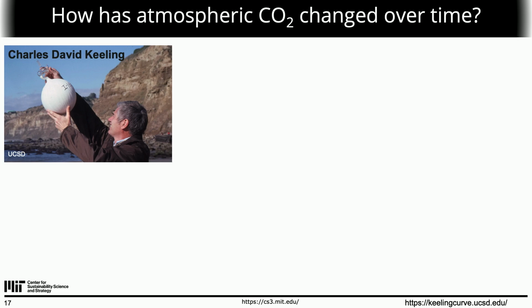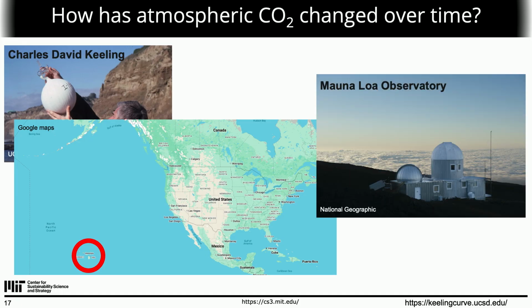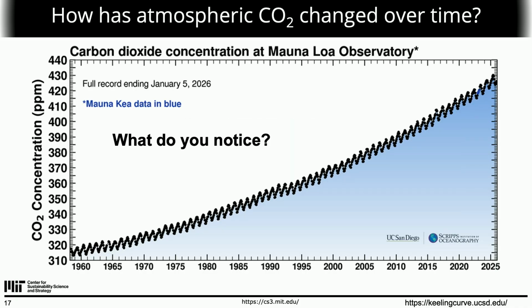And so he was interested in doing this in a place where there weren't any sources nearby. Maybe he was also interested in a vacation, I'm not sure. But he decided to go to Hawaii. He went to the summit of Mauna Loa, which is a beautiful observatory where they still measure CO2 and a bunch of other trace gases to this day. And so we have a record dating back to 1958 of the concentration of CO2 at this location. And it looks like this.